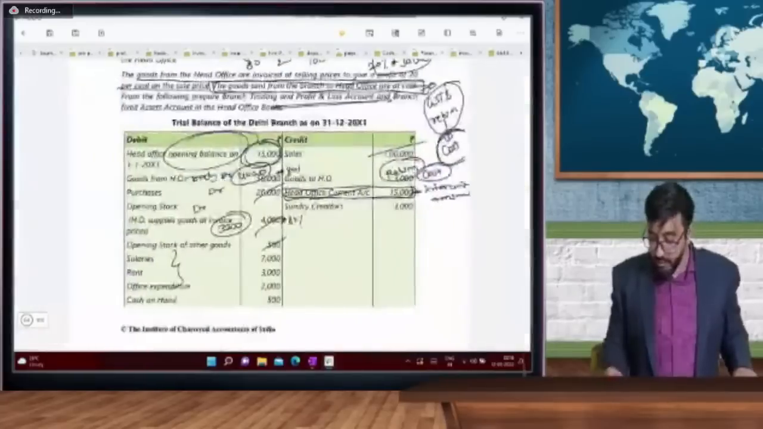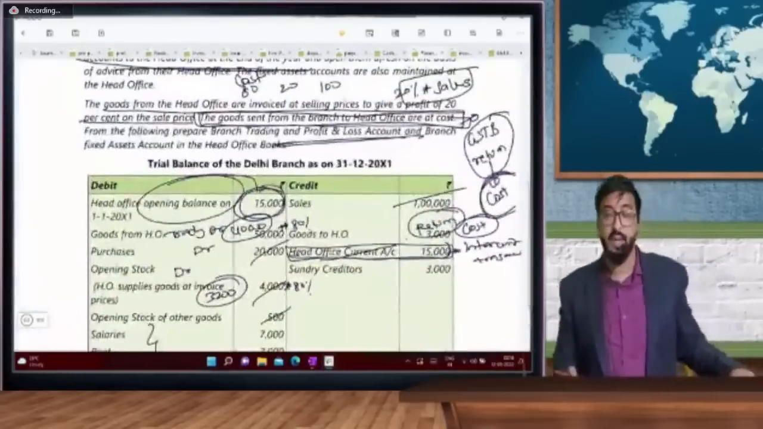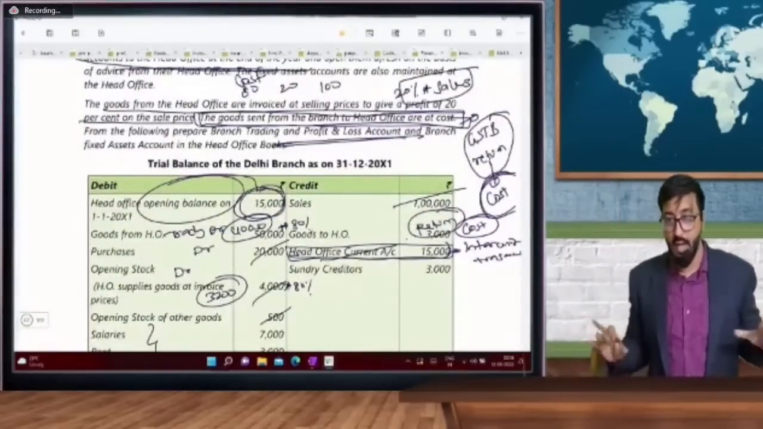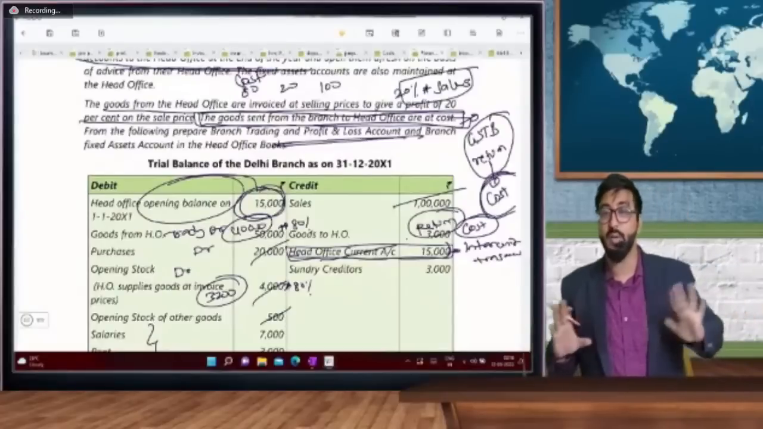So what is the new concept in this question? See beta, HO current account and HO account are two important concepts, but this is not related to the answer.